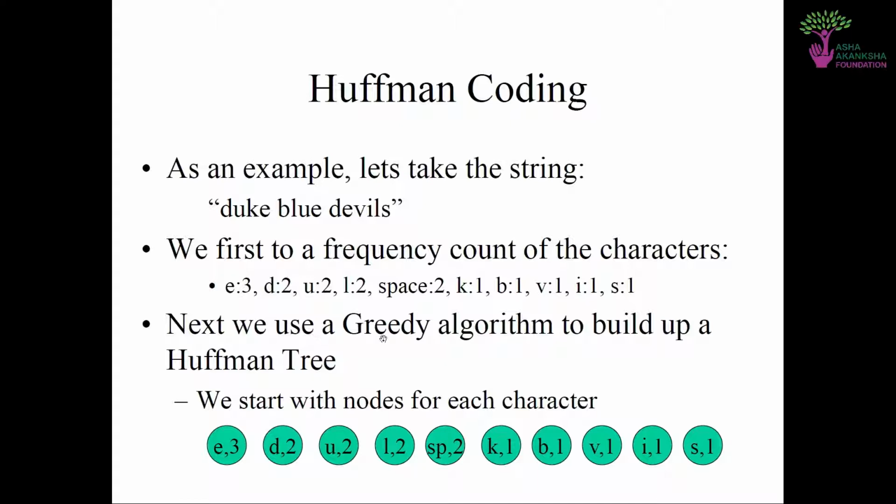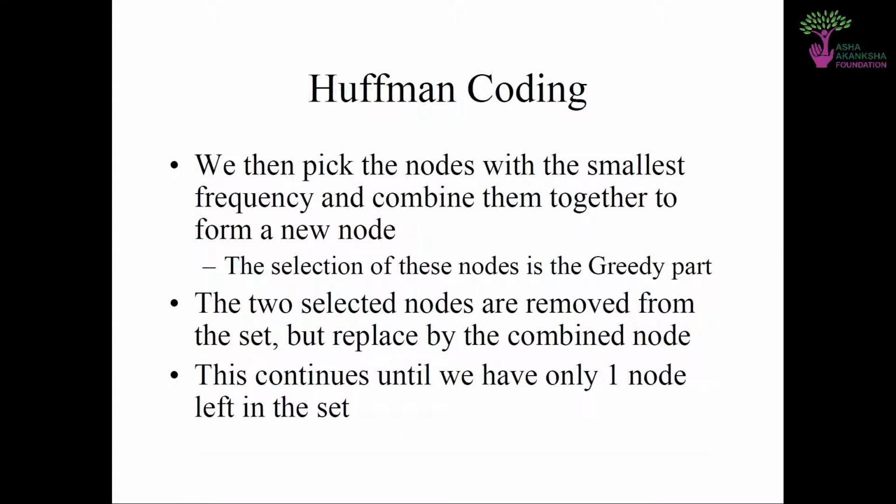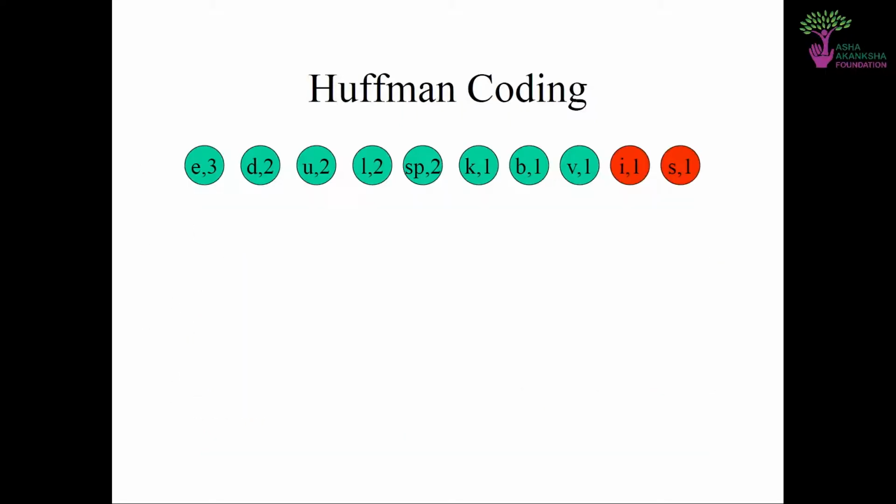So we are assigning these nodes like this. Each node has the character we are assigning and a value, and the value is the frequency count. So this node has E and 3. Similarly, for every other character we make these nodes. We will now create a tree out of them. Let's show the example.